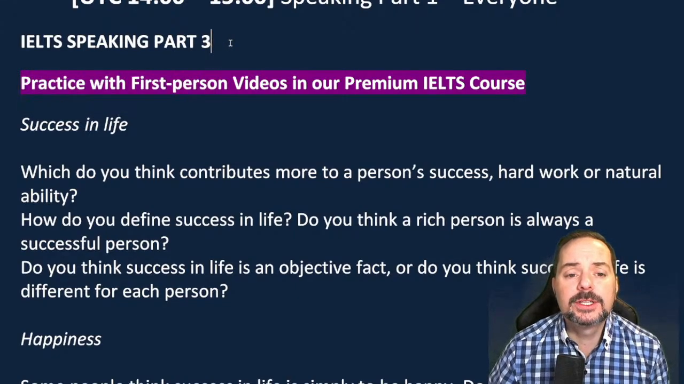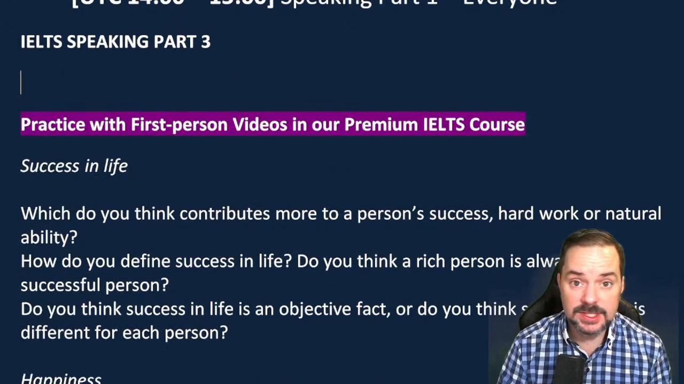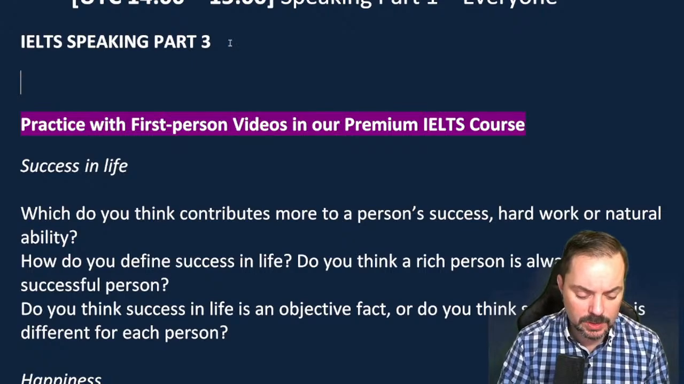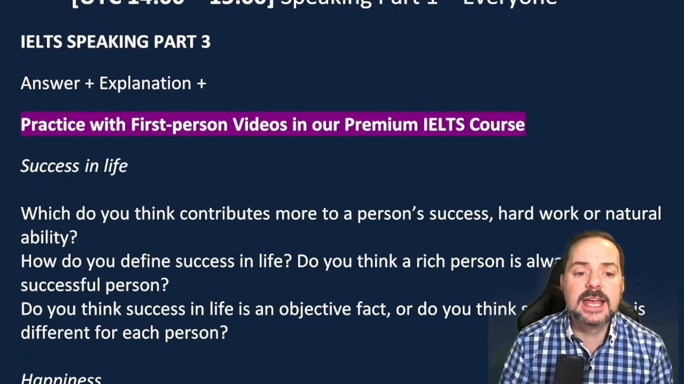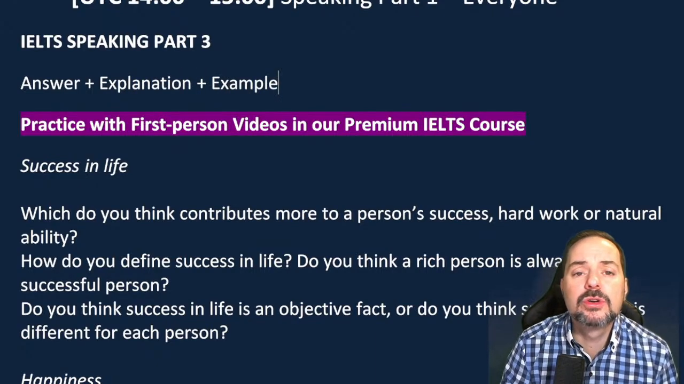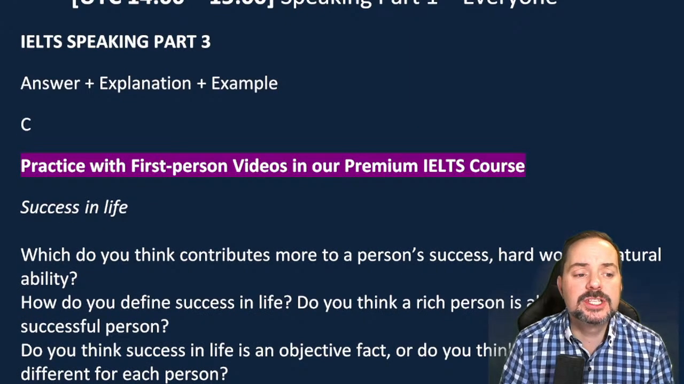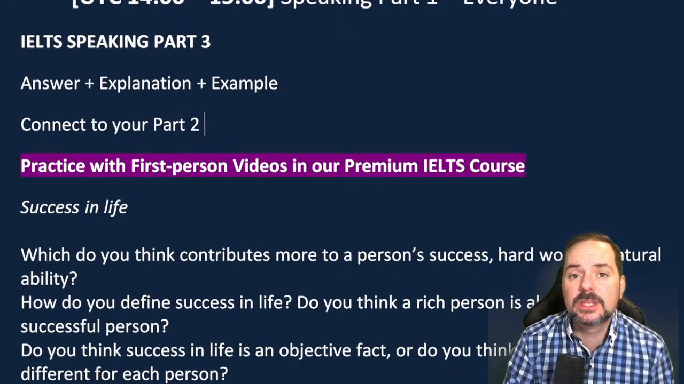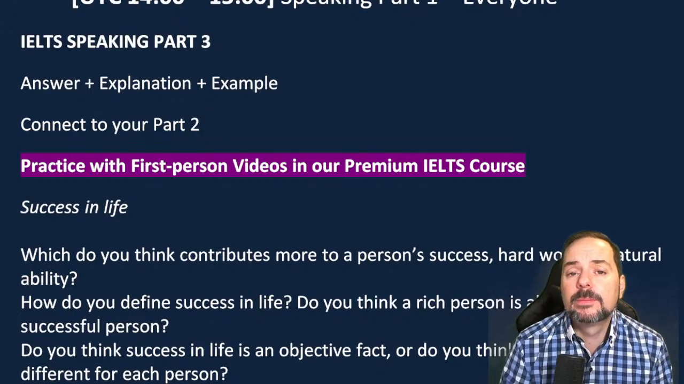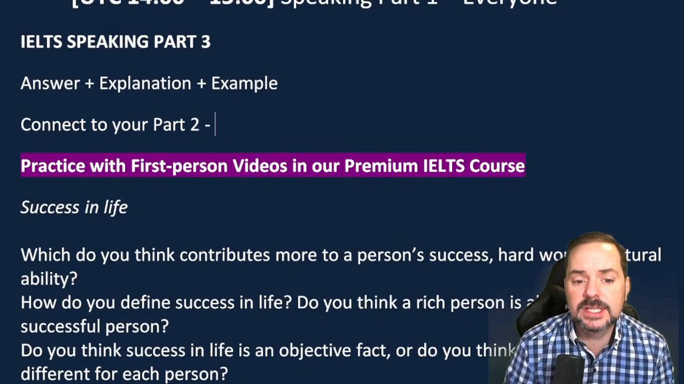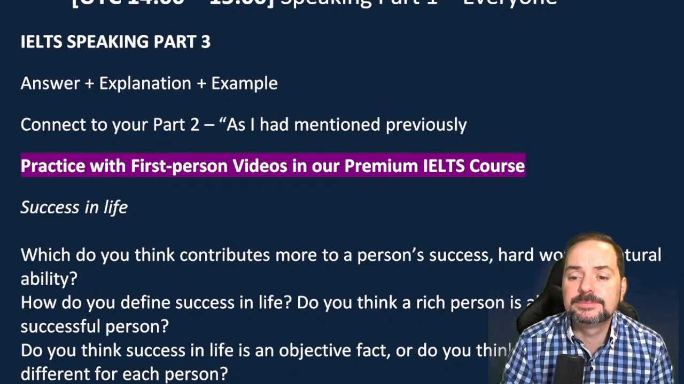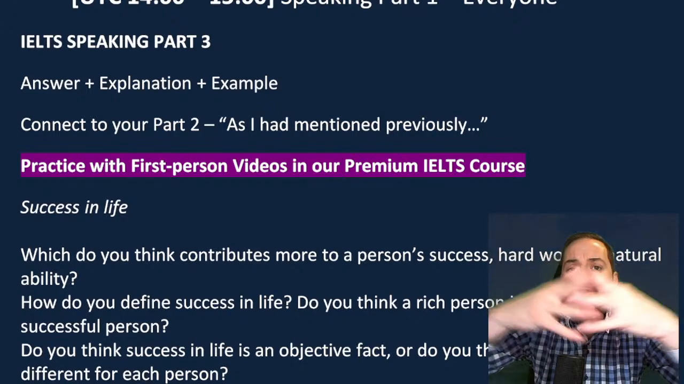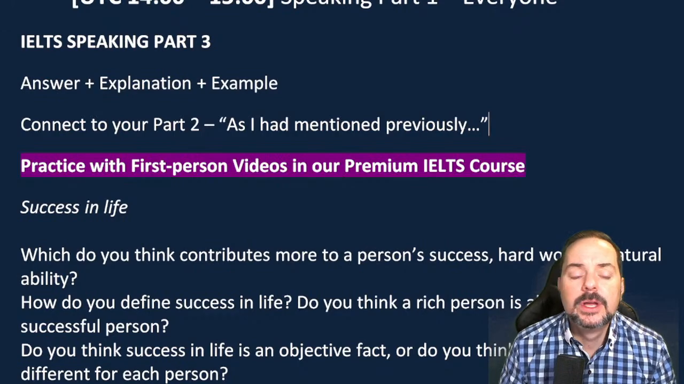In Speaking Part 3, just the same as what we practiced yesterday, you want to make sure that you can answer, give an explanation, and give an example. Okay, that's your goal always. And as I just said, you want to connect to your Part 2. Now, we haven't done Part 2, but you can imagine, members, that you had, and then you can connect to your Part 2. You can say things like, as I had mentioned previously. So you want to have those strong connections. Use numbers.